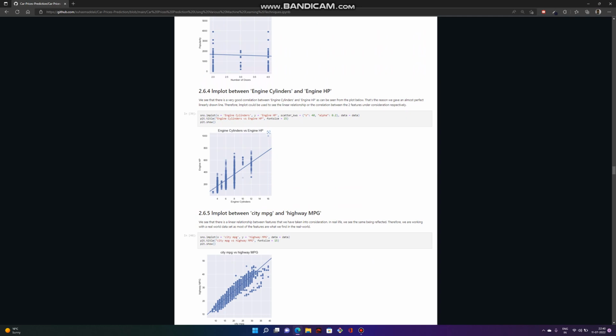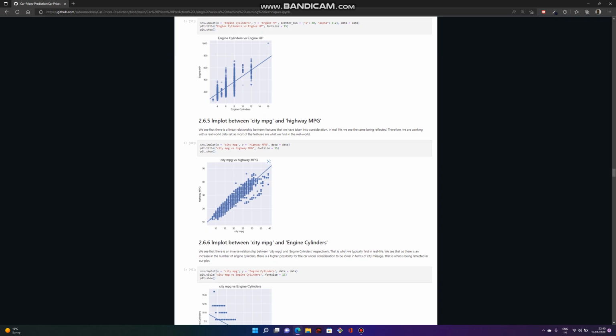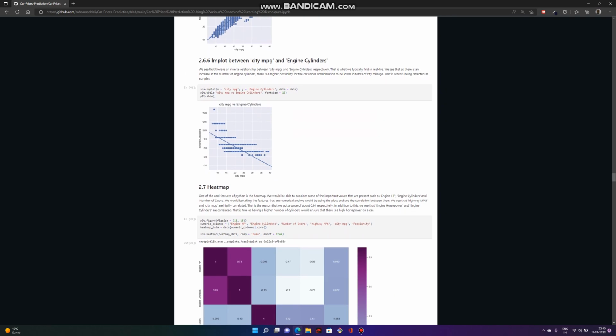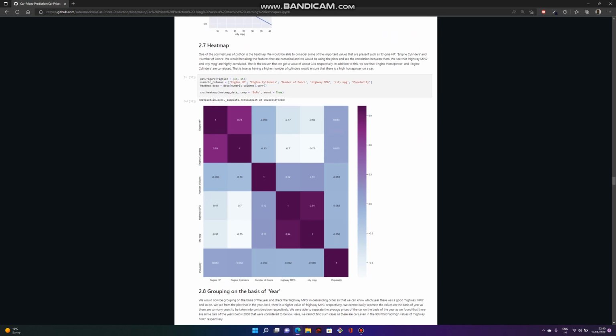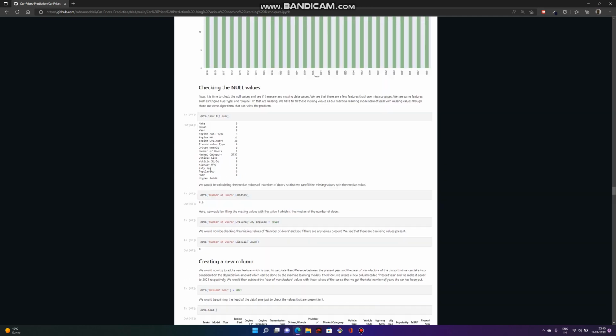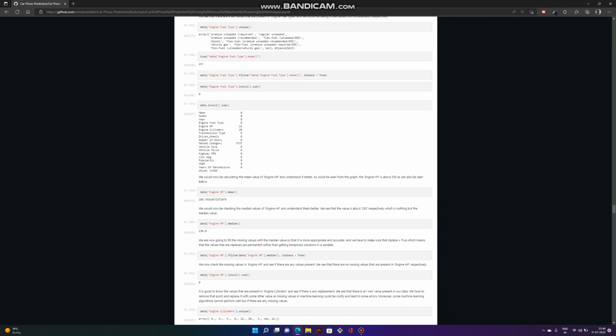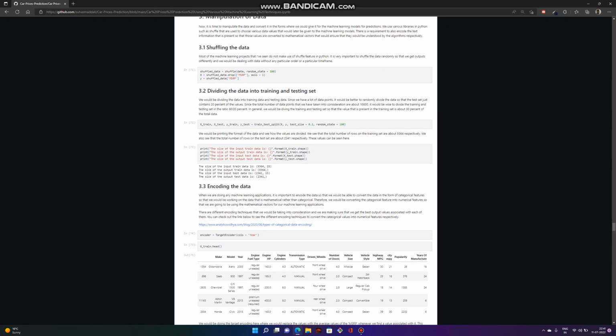But we do have a relationship between engine cylinders and engine horsepower. Generally, if a car has a lot of cylinders, the horsepower would also be higher, and vice versa. We also take a look at city mileage and highway mileage, and the heat map is an interesting plot which gives us the correlation between various features. Based on that, we can say how much of a relation city mileage, in our case, has to popularity and a few others. We check the null values, and similarly we plot a few things, we manipulate the data, we convert the data, and we have the entire data.